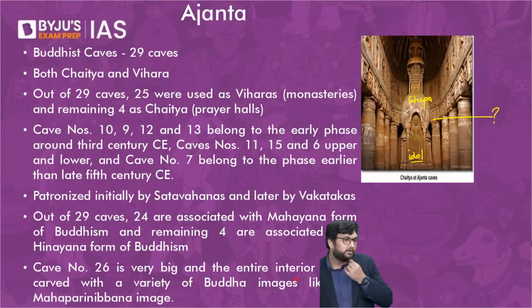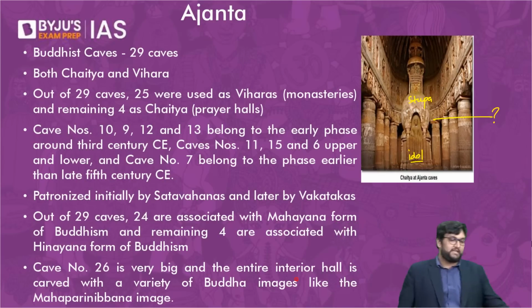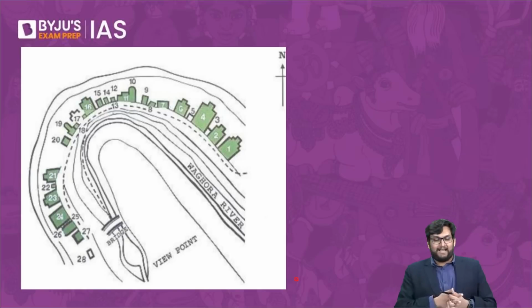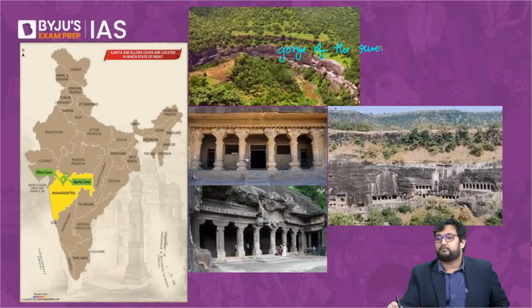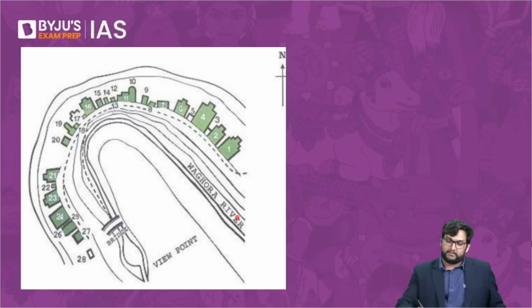the oldest Buddhist caves are the Ajanta caves. The Ajanta caves are in Maharashtra, in the gorge of the river Waghora. So basically the river goes like this in a horseshoe manner.